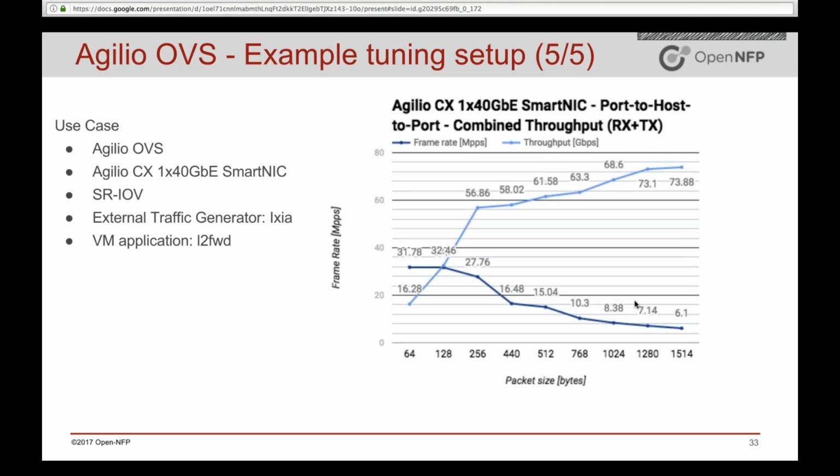So again, this is just the output of a test that was done to test Agilio OVS on a specific SmartNIC. It was the 1 × 40 gigabits per second SmartNIC, testing overall throughput through the card, including SRIOV and virtual machines. We used the XCR as the external traffic generator, and within the VM a DPDK app, L2 forward, to forward traffic between 2 different ports.